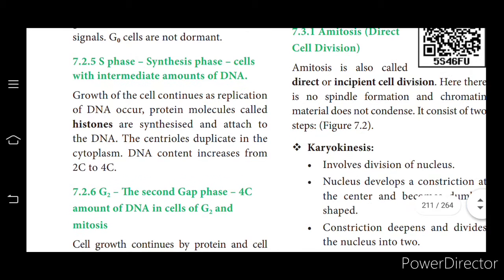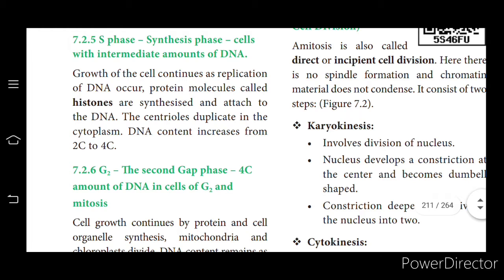G0 cells are not dormant. What is dormant? Inactive. It stays as such. That is what is called dormant. G0 cells are active, but not doing any of the activities of the cells like cell division. Okay, if you don't understand, please listen to it again. Difference between dormant and G0: dormant is totally inactive, but G0 is a preparative stage, but there is no processing going on.